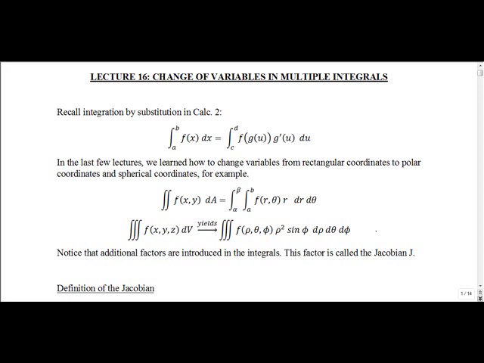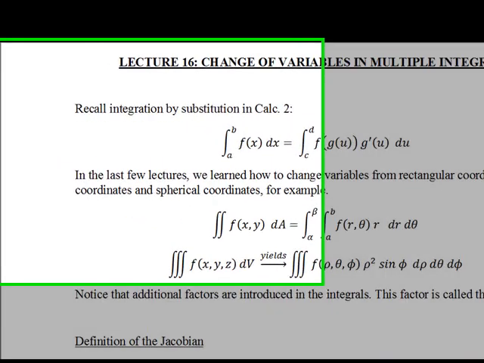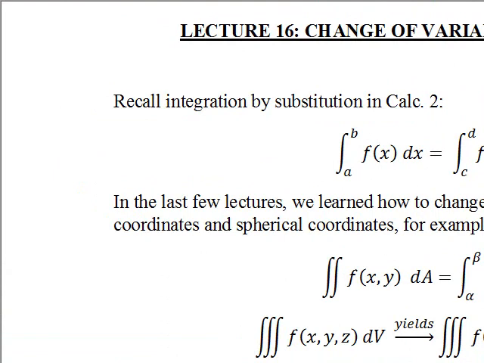And remember, I told you when you made that change, you multiply by something called the Jacobian. So whenever you have to change variables in multiple integration, you must multiply by the Jacobian. So this lecture deals with the Jacobian and shows you how to change variables generally. Not necessarily polar or spherical, just generally. How do you change variables?